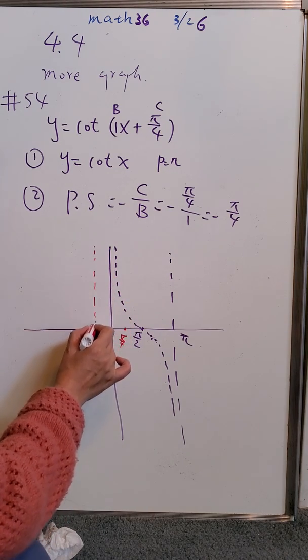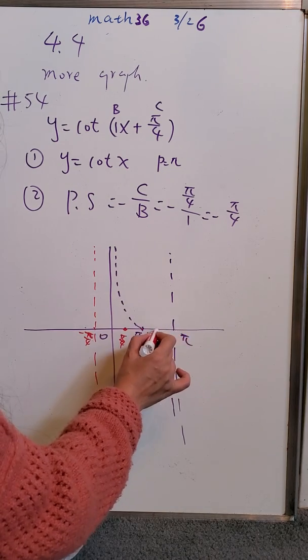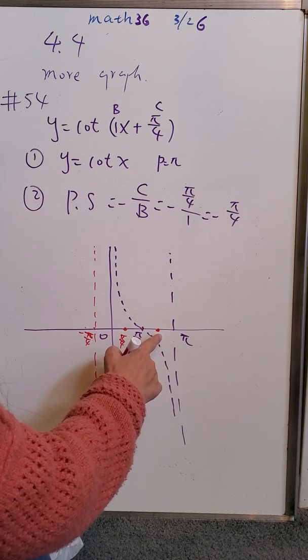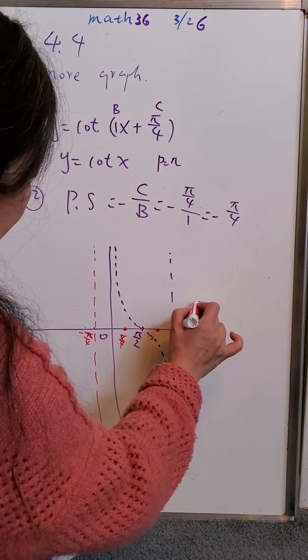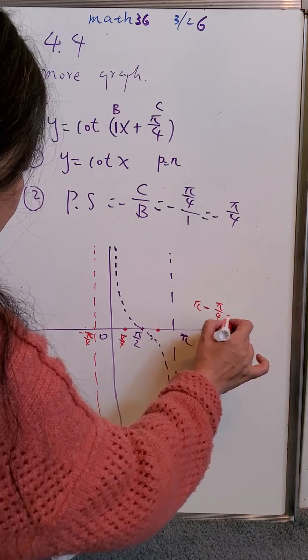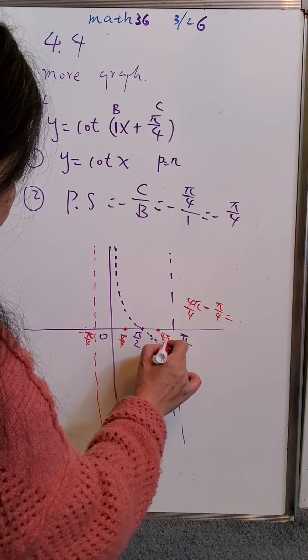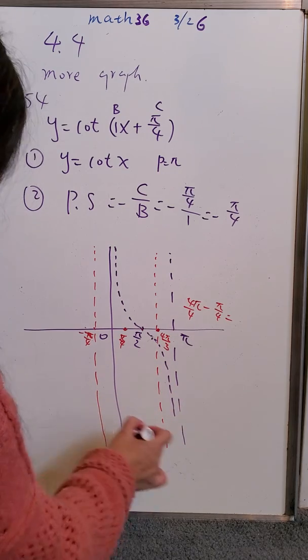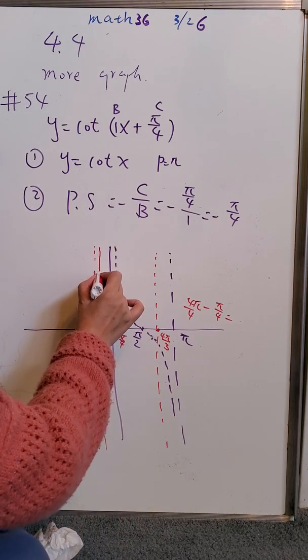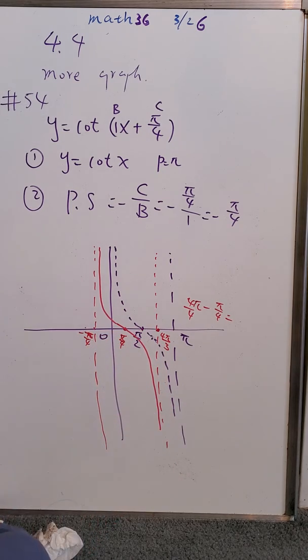So this asymptote moves to here now, and this point moves to here, and this point moves to here. So this will be pi minus pi over 4, you're going that way. So this point here is pi subtract pi over 4, so it's equal to 3 over 4 pi, 3 pi over 4. So you're going to draw a line here, and then now you just need to graph. Okay, so the red one is your final answer.